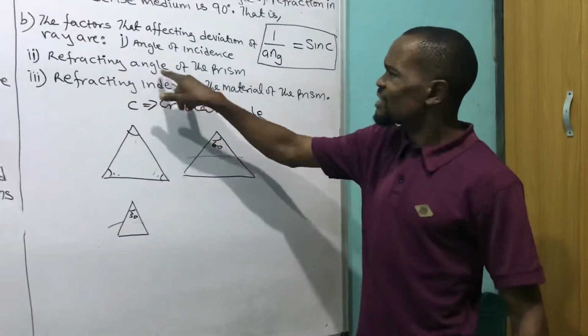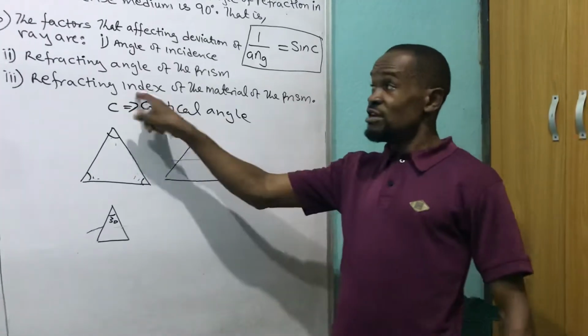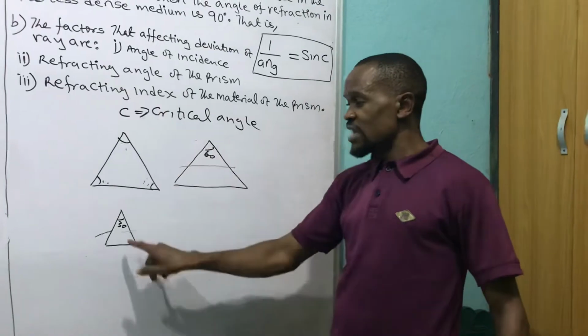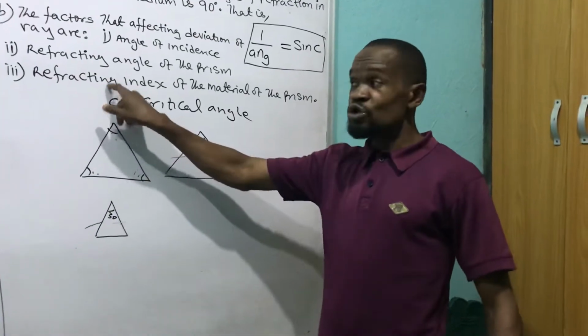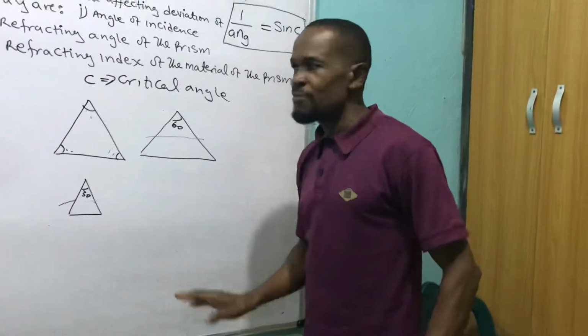The more the refracting angle of the prism, the more its refractive index. You see the difference between the two of them. As this one is increasing, this one is also increasing. As this one is decreasing, this one is also what? Decreasing. So I think I've made it clear to you. So note it today about the prism.